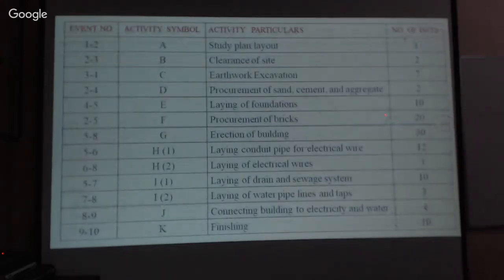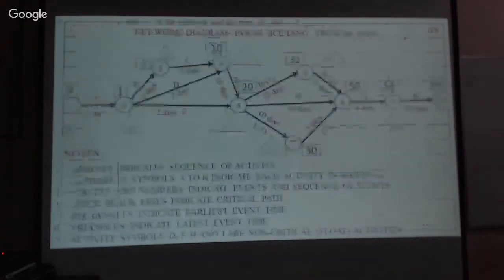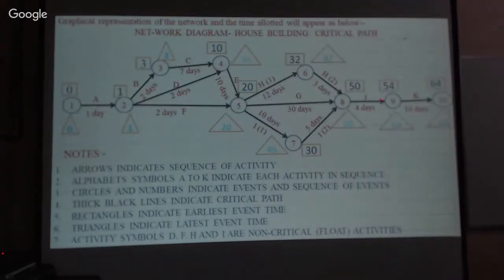Now see, this is the data given. For this we have plotted the network diagram. Now let us see the next one. See, now this is the network diagram we have just plotted. And see, now this is the output. The time required to complete each activity.